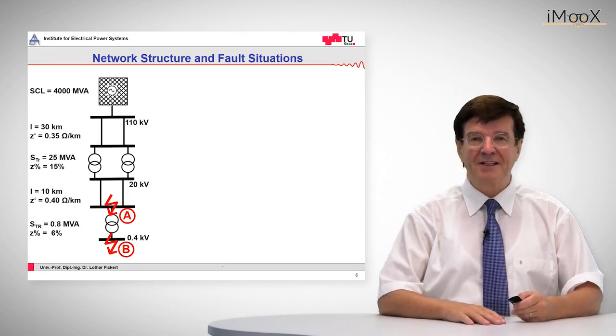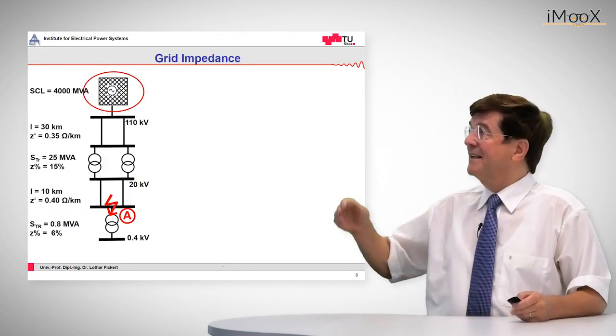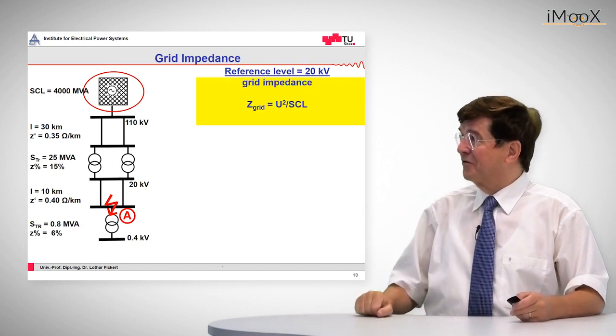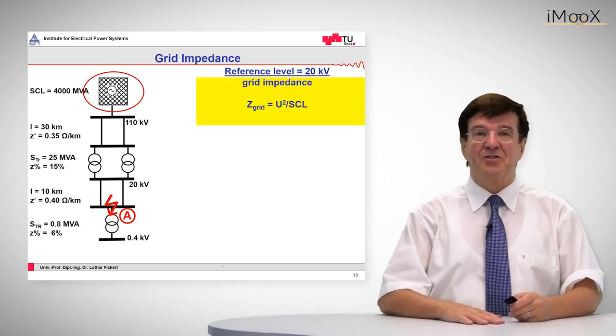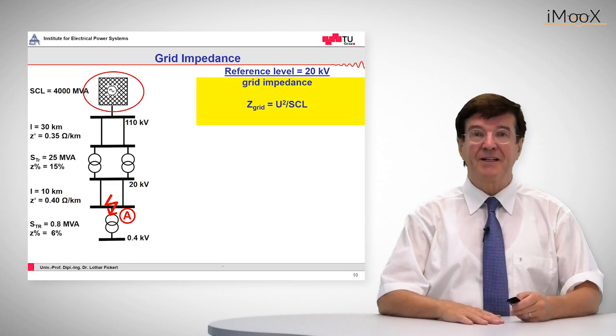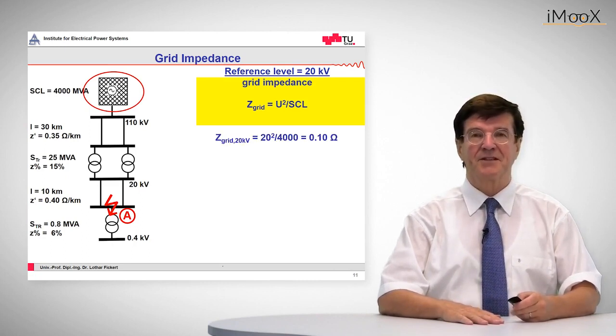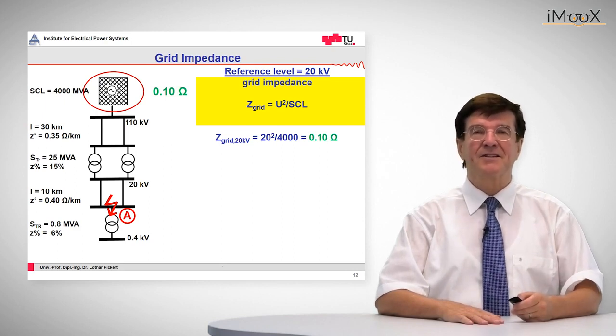Let's start with the grid impedance. The grid impedance is given by the following formula. It is U squared divided by the short circuit level, and in this case we obtain a value of 0.10 ohms. So these 0.10 ohms are the result for the grid impedance on the 20 kV voltage level.